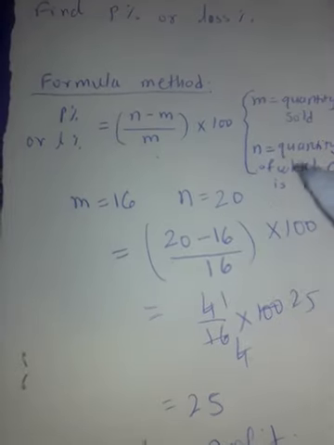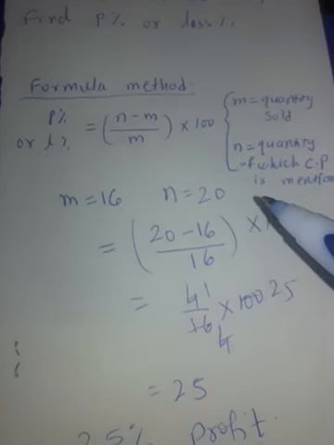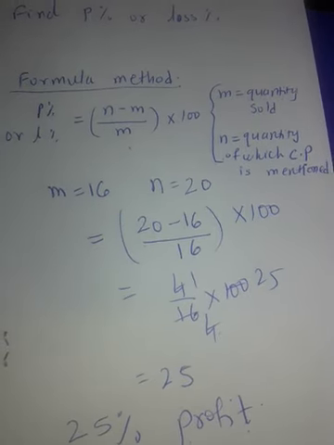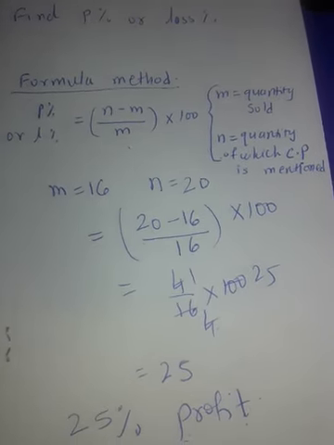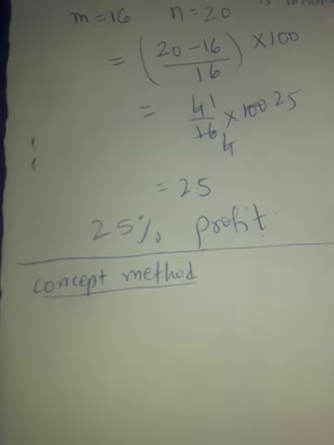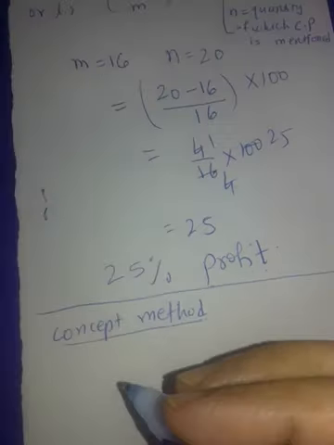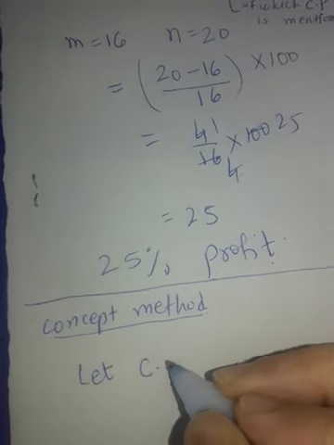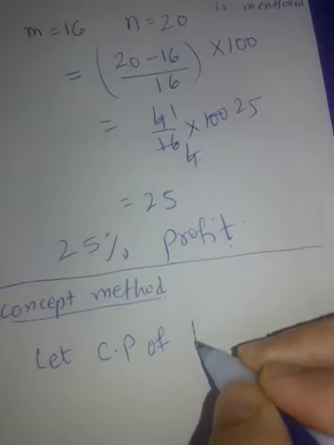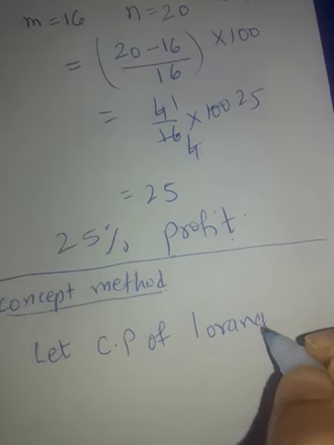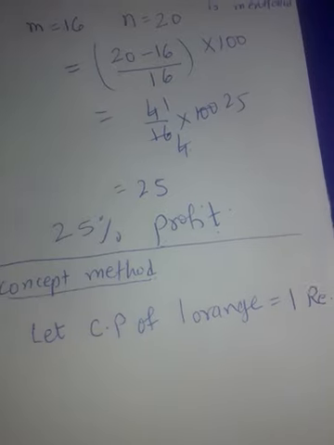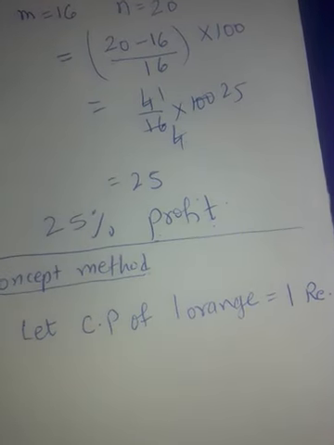This formula is also very easy to remember. But what if you forget this formula in the exam? Then how do we solve it with the concept method? Let us see that also. Cost price, selling price, nothing is given. So I am going to start with: let the cost price of 1 orange be equal to 1 rupee. I am going to assume it as 1 rupee.